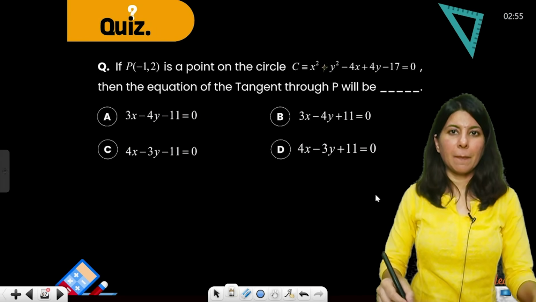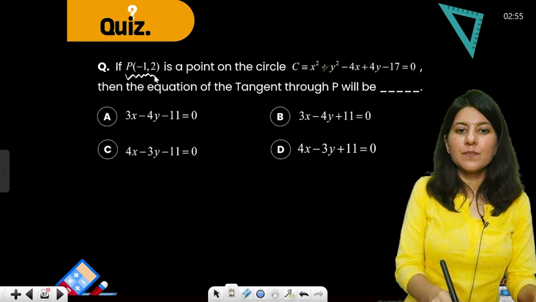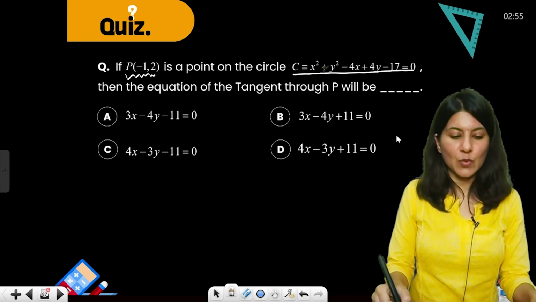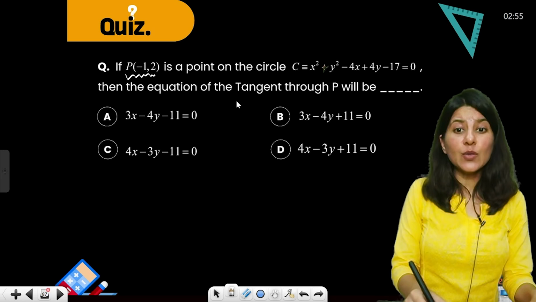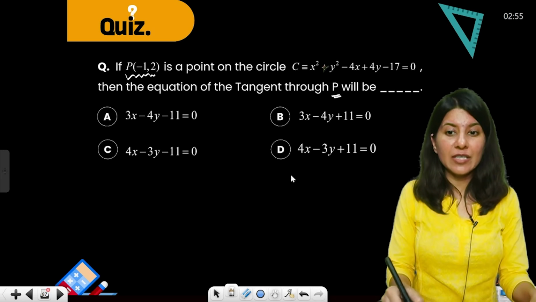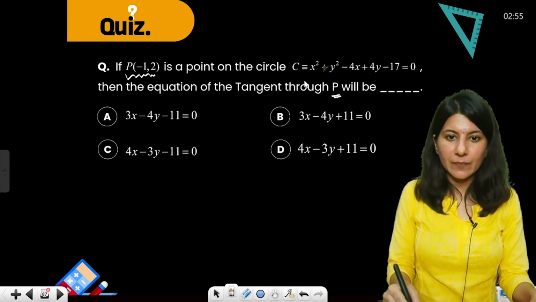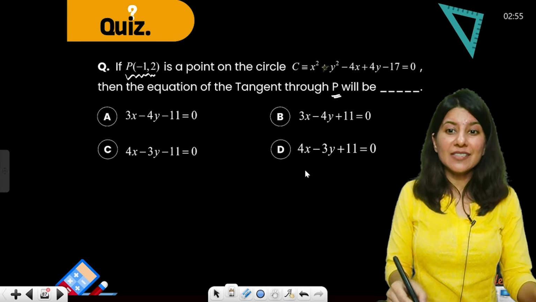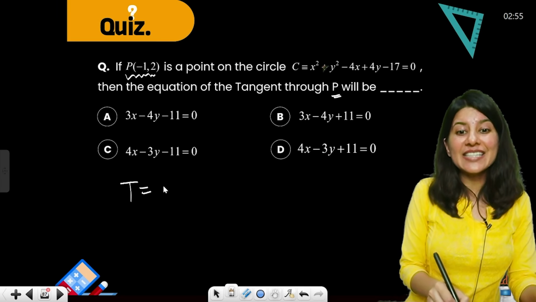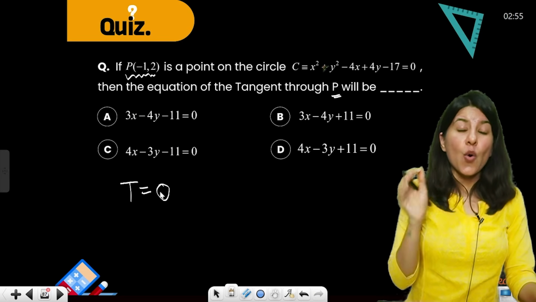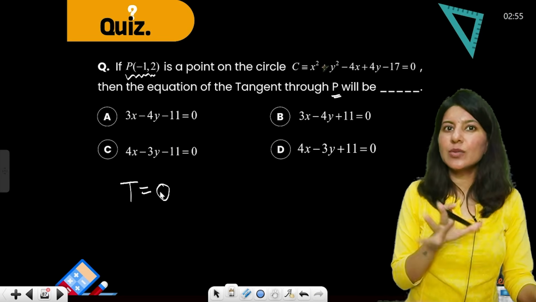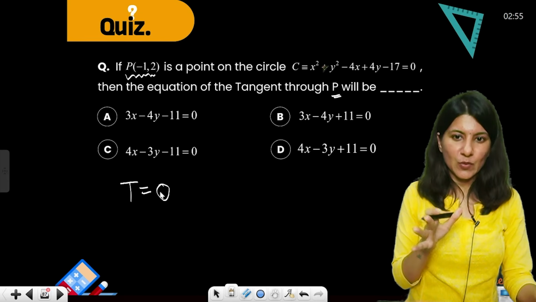Now, point P(-1, 2) is a point on this circle. Then the equation of the tangent through P will be A, B, C, D. First of all, (-1, 2) is lying on the circle, so the tangent can be written by T equals 0. Remember, only when the point is lying on the circle can you use T equals 0. Otherwise, you cannot use it.